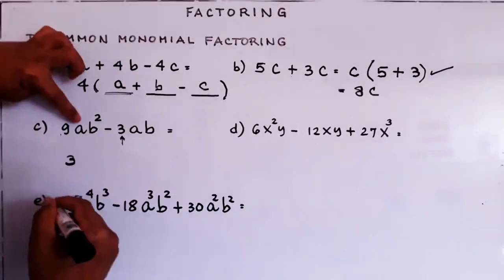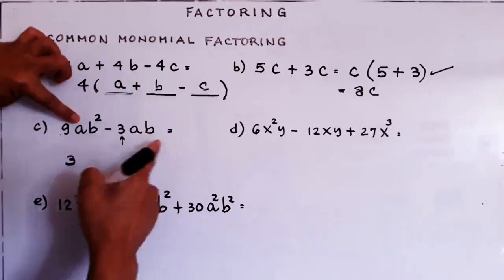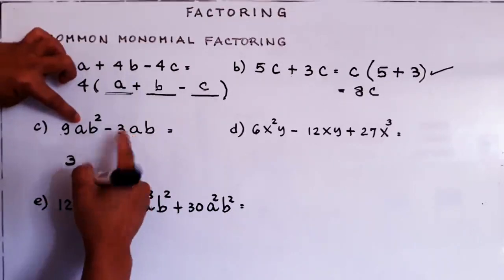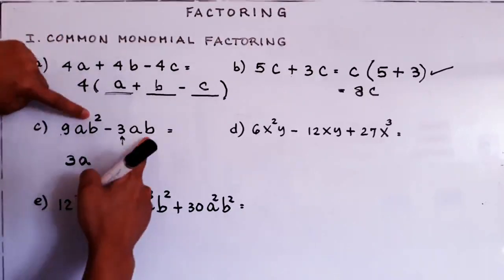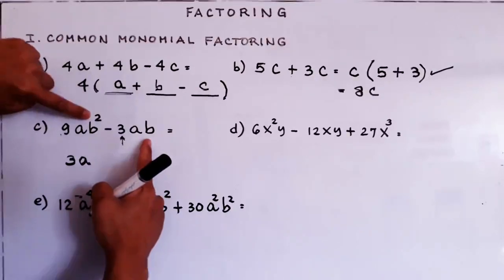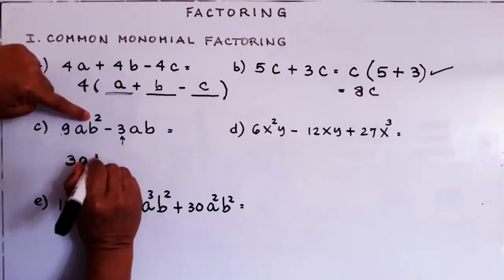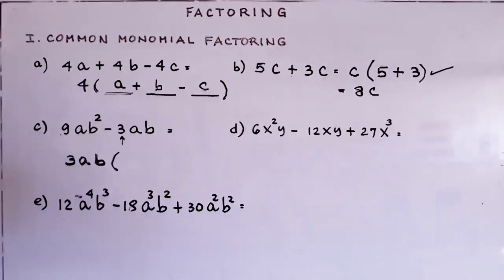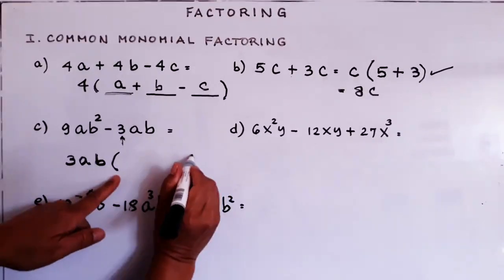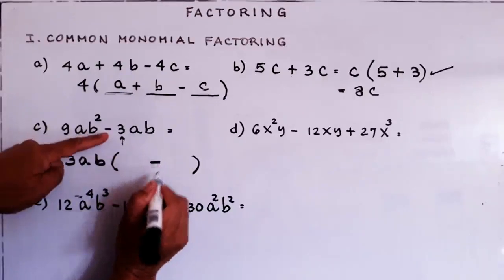Now the letters. A. Do you have A here? Yes. Do you have an A on the other side, on the second term? Yes. So A. B. Do you have a B here? B squared, but there's a B here which is to the first. You take the lowest, B to the first. So we have 3AB as our HCF, and then you write the open parenthesis. Inside this one, you should have two terms separated by minus, and it should be a minus here.